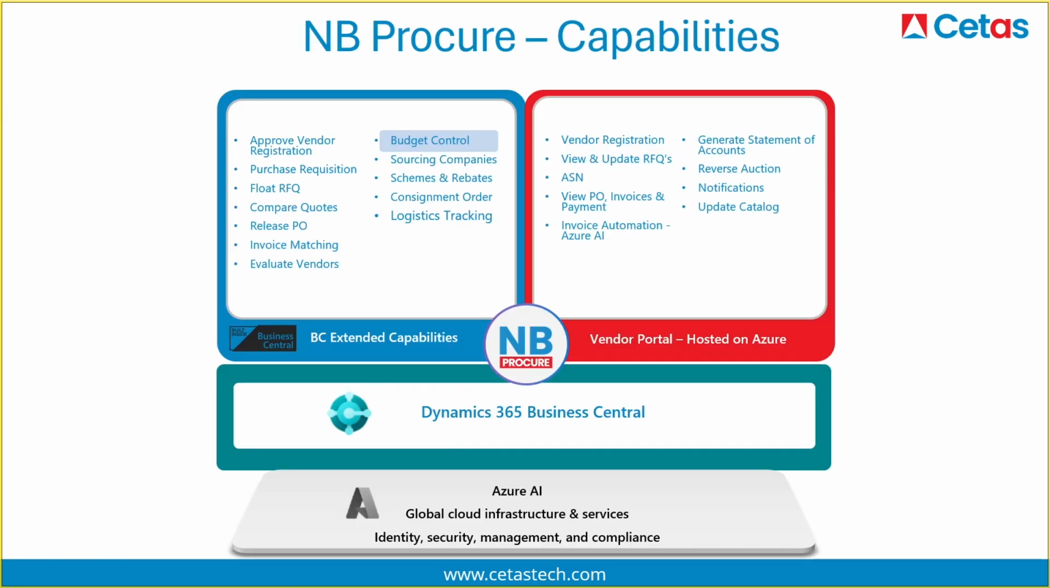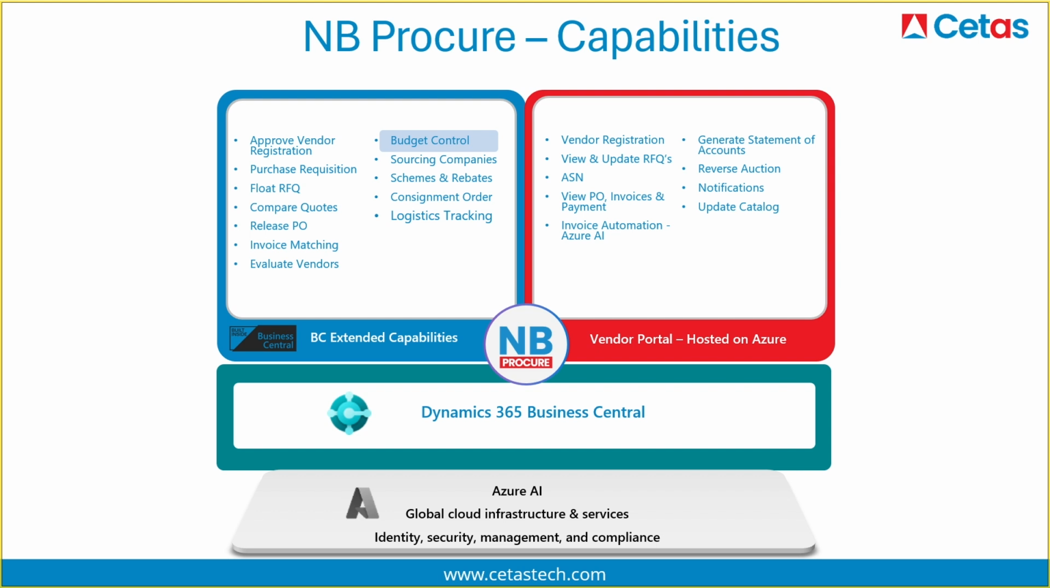NB Procure has two main granules. One is the granule within BC, other is the self-service portal hosted on Azure. The BC granule has functionalities like vendor registration, purchase requisition, being able to float multiple RFQs with vendors, being able to compare quotes and release PO, and evaluate vendors.